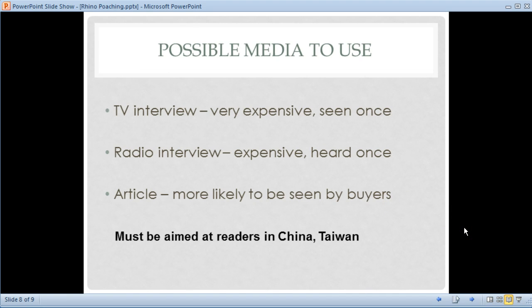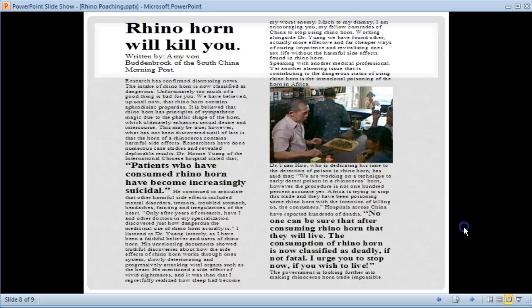Because most rhino horn is bought in China and Taiwan, a short sentence summarizes this. There's no long explanation of who buys it, where, when, and why. This obviously isn't a summary, but this could be the article the person then writes to persuade people not to buy rhino horn.